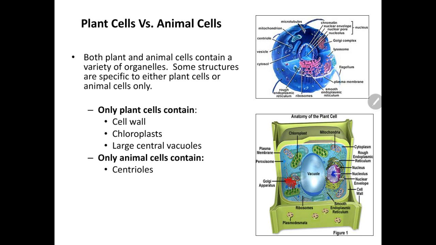Plant cells versus animal cells. Both plant and animal cells contain a variety of organelles. Some structures are specific to either plants or animals. But here we can see what plant cells only contain and what only animal cells contain. Plant cells only contain cell wall, chloroplast, large central vacuoles. This also means that animal cells don't contain cell wall, chloroplast, large central vacuoles. And animal cells contain centrioles, which are not present in plant cells.